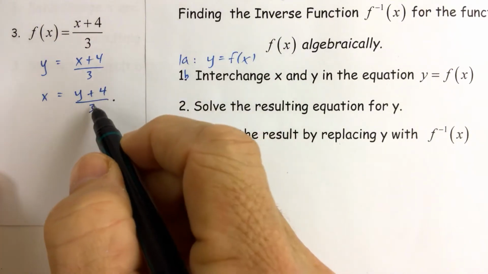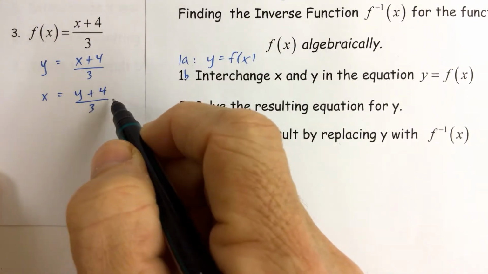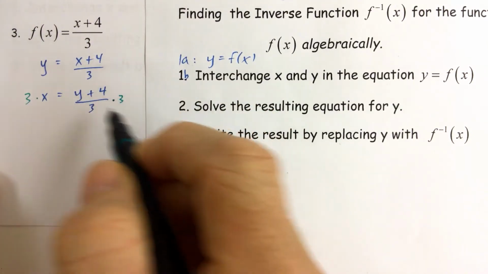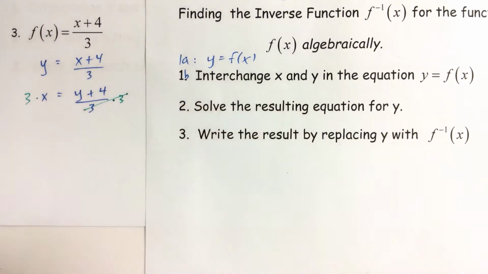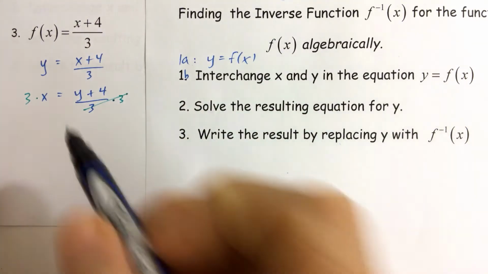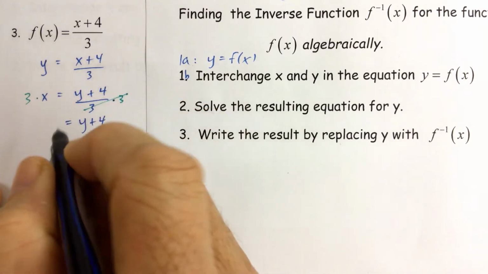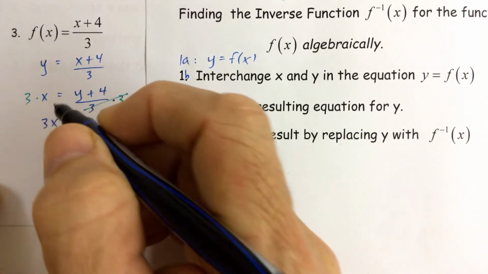And then we're going to be solving this equation for y, just like we did in the other ones. And when we have a fraction, we want to undo that fraction by multiplying, in this case by 3, because when we multiply both sides by 3, the fraction goes away, or the denominator gets canceled. On the right side we get y plus 4, and on the left side of the equal sign we get 3x.